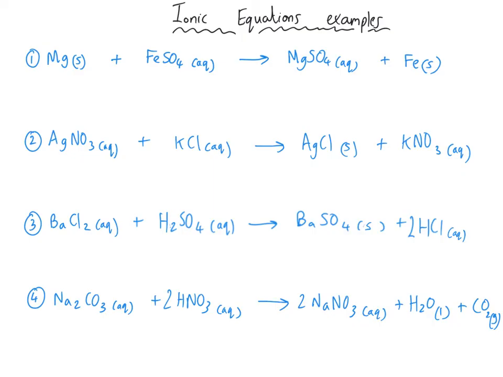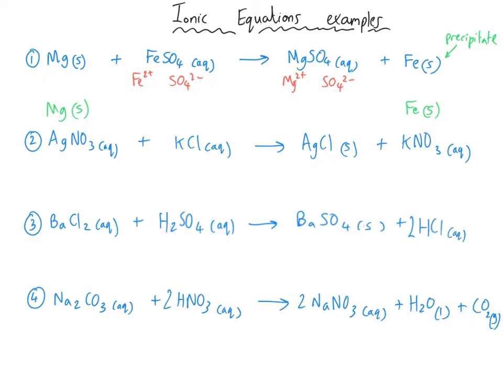That's a precipitation reaction where we end up making a solid, which is of course called a precipitate. So remember, rule 1: we rewrite our substances that are solids, liquids or gases exactly as they appeared in the original equation that we were simplifying down to an ionic equation. Then we look at the aqueous ionic substances: we've got Fe2+ and SO4 2-, and we've got Mg2+ and SO4 2-.